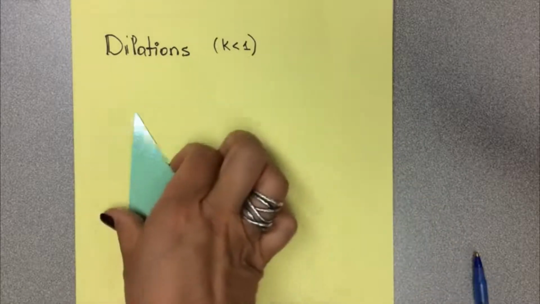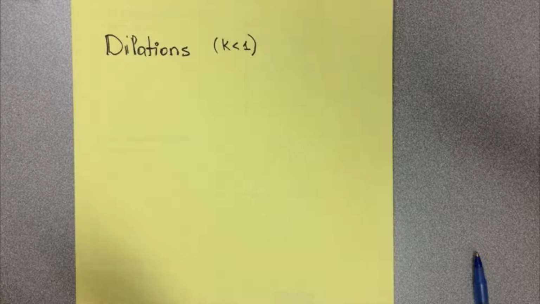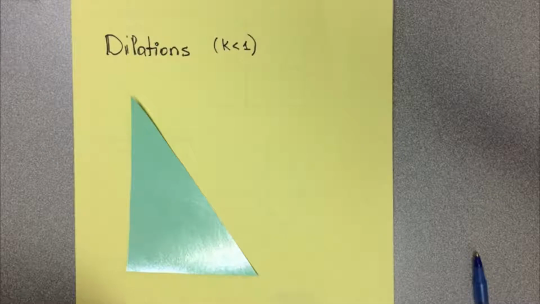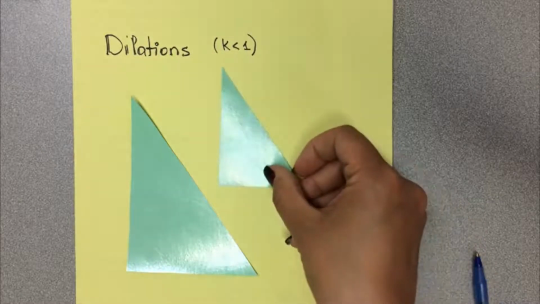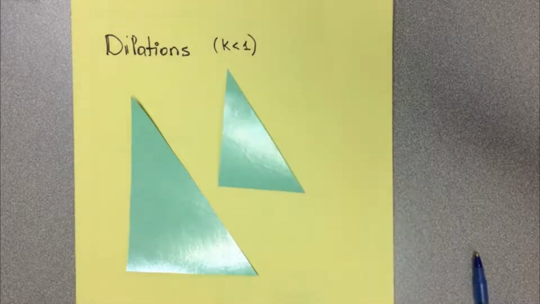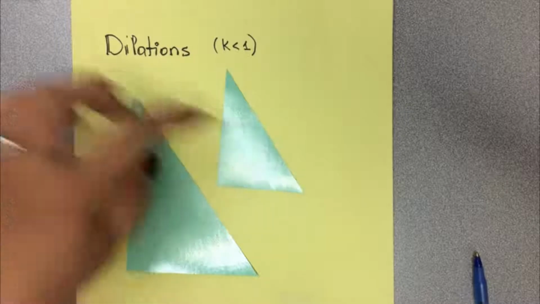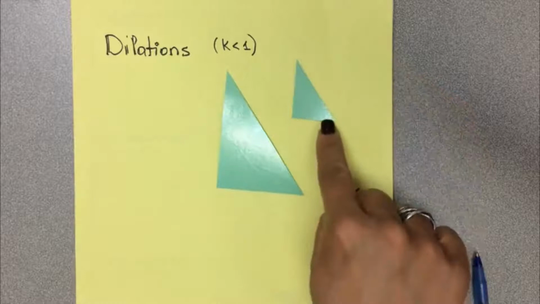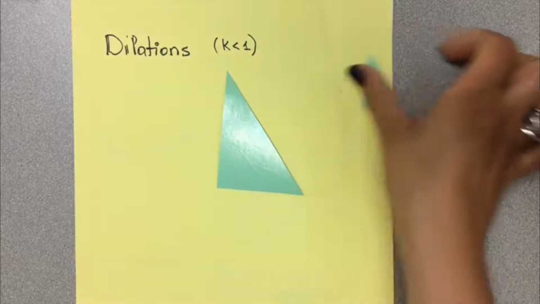We can have 2/3 or 1/4 or 1/5 or 3/5. Any fraction less than 1 is reducing the figure. Let's say I have a triangle. This one will be 2/3 its size. And if I have this smaller one, it is half its size.